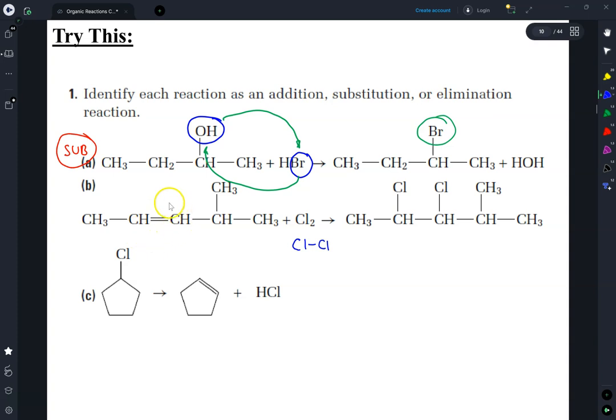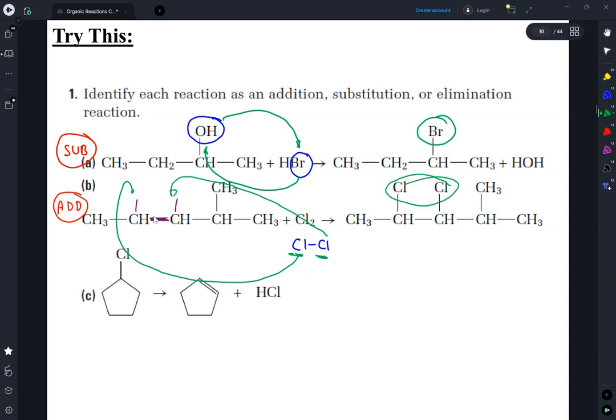In example B, I see a double bond, and then the double bond is gone. So that tells me it's going to be an addition reaction, where the double bond breaks up, turning into a single bond, opening up two new sites. So each of these chlorines can latch on to either side of that double bond, forming a dichlorohydrocarbon.